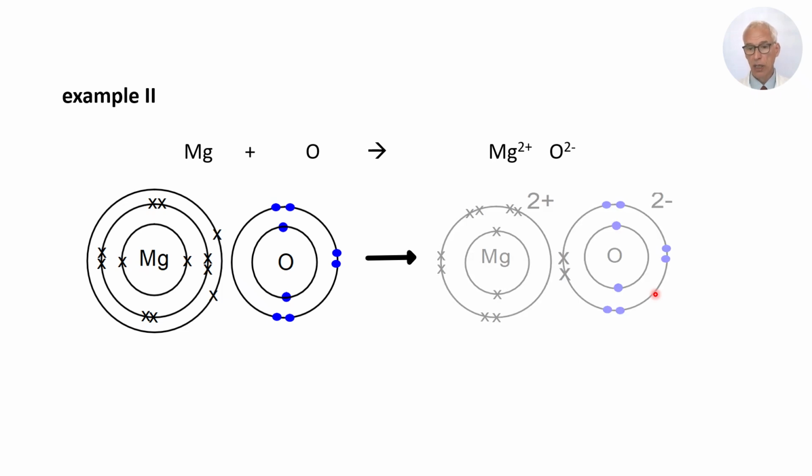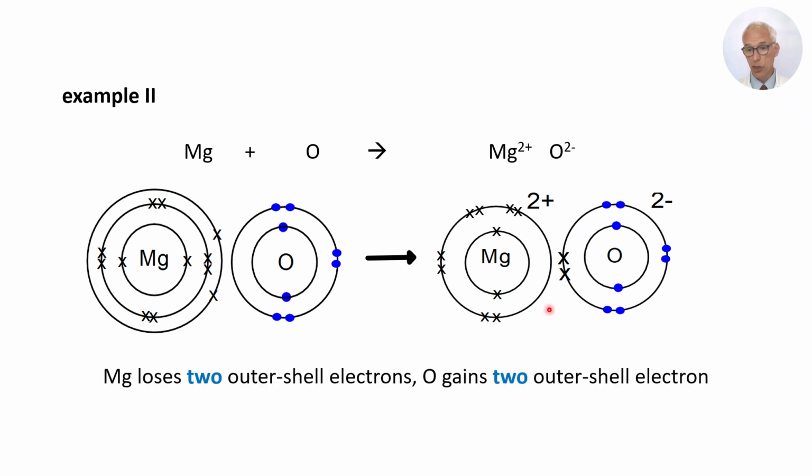Okay, so magnesium loses the 2 outer shell electrons, so it becomes 2 and then 8 in the second shell. The third shell is now empty, so we don't draw it. The 2 electrons that were in the outer shell of magnesium have been transferred to oxygen to form the oxide ion. So we've got 6 dots in the outer shell of oxygen and 2 crosses.